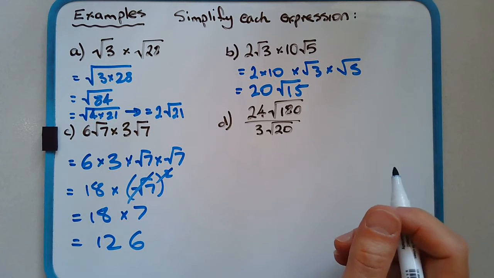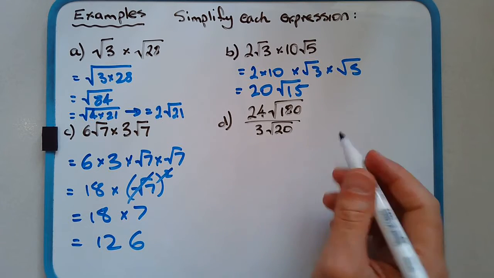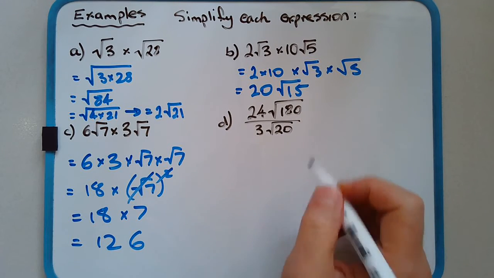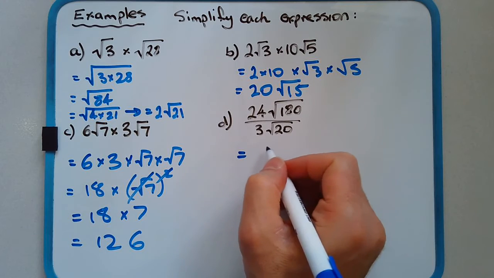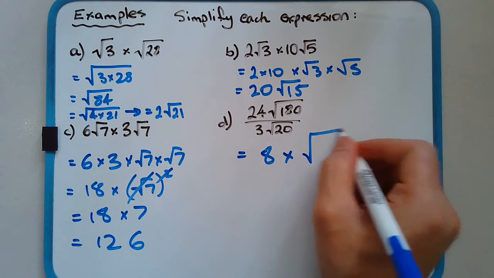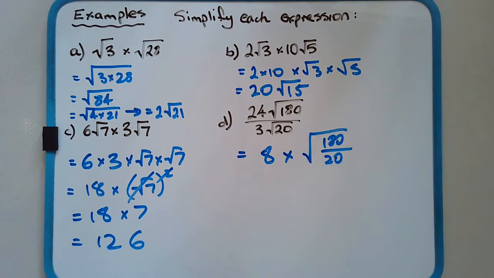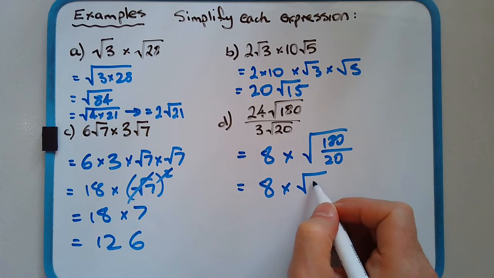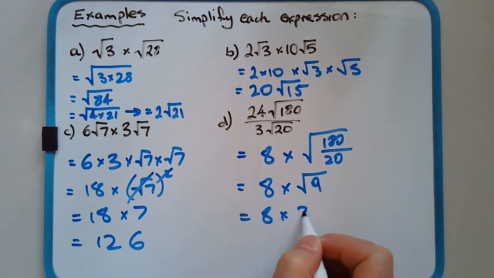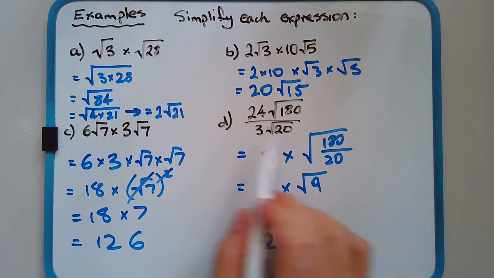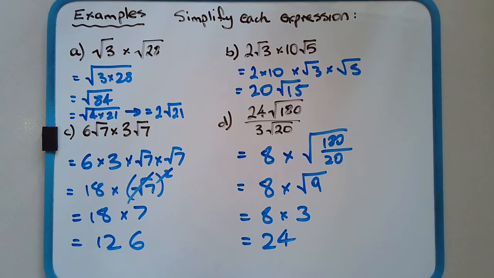I don't think it really matters in this case. In fact, it's probably easy enough just to divide the numbers inside the surd anyway. So 24 over 3, so that's just equal to 8. Okay, root 180 over root 20, so that's just 180 over 20. Okay, and that's equal to 8 multiplied by root 9, and that's just 3. 8 times 3, and that's just equal to 24. Okay, so it really depends. Okay, if you wanted to simplify the surd first, you can do that if you like.